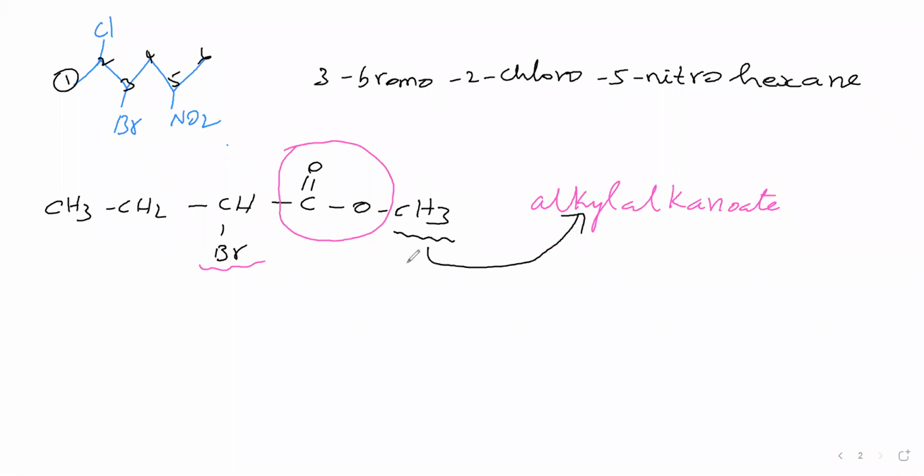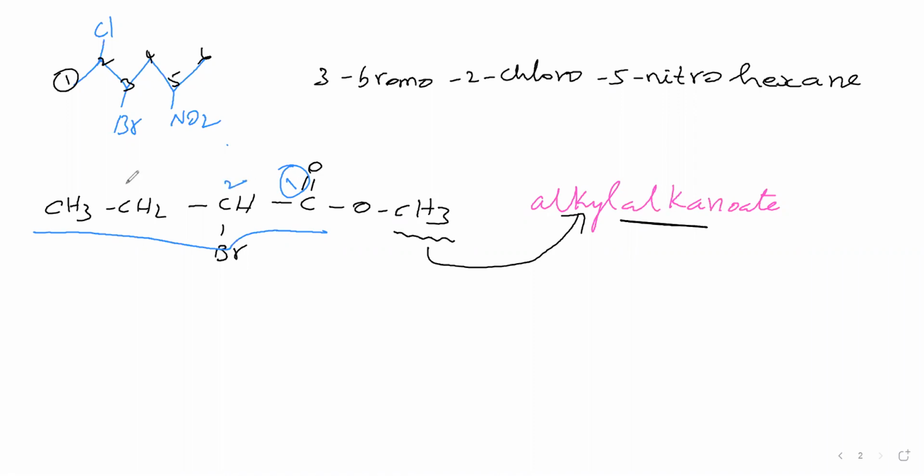Next, the alkanoate part. The alkanoate part means the parent chain, so we have to select the parent chain here. This is the parent chain. Parent chain we have selected. Then we will give numbering. The ester carbon must be given number 1.